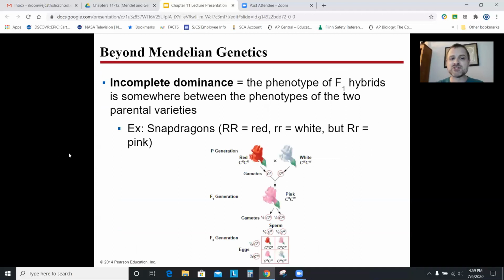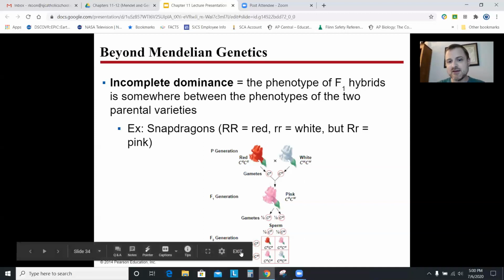So incomplete dominance. This is blending. This is what Mendel didn't find; he found the particulate hypothesis was correct. Well, with snapdragons, you can be red, you can be white, and if you mix them together, you actually get pink. It's like mixing paint. The Punnett square problems, you do them the exact same way, but a heterozygous genotype isn't dominant. It's a blending of the two. And we're going to do sample ones like this in class.